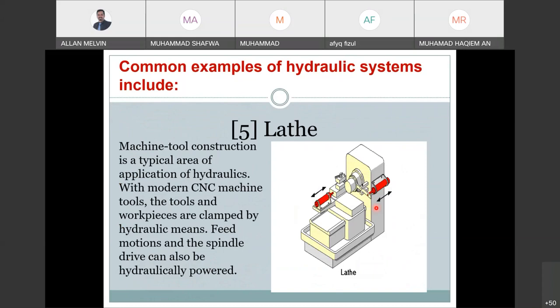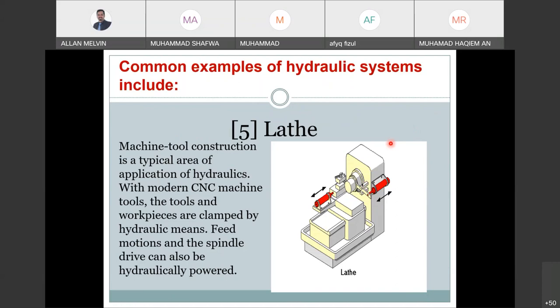Okay, so lathe machine. If you are involved in mechanical, working in a manufacturing industry, machine tool construction is a typical area of application of hydraulics. Every machine, when you want to do bending, or you want to prepare a workpiece, we normally use two machines, the lathe machine and also the milling machine.